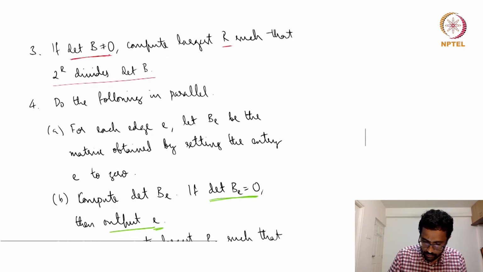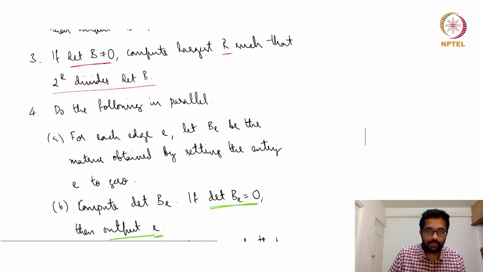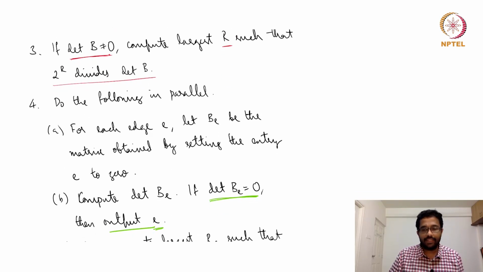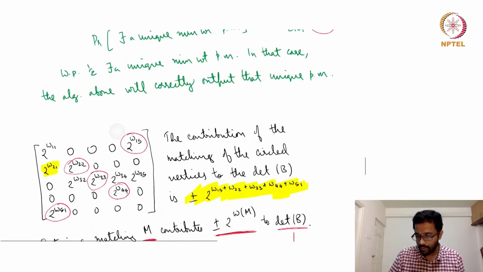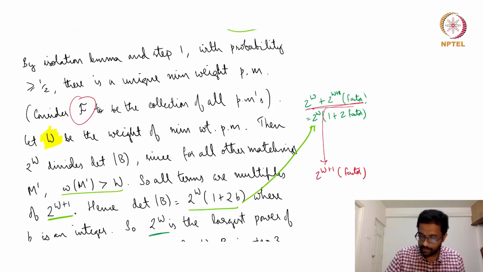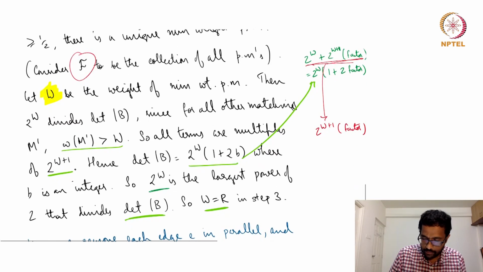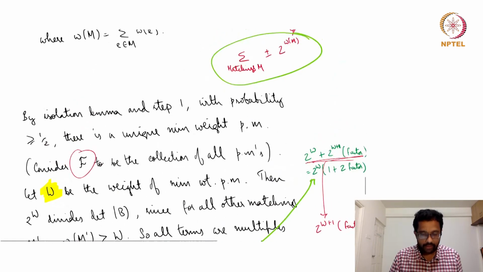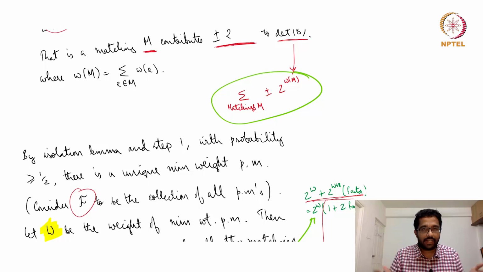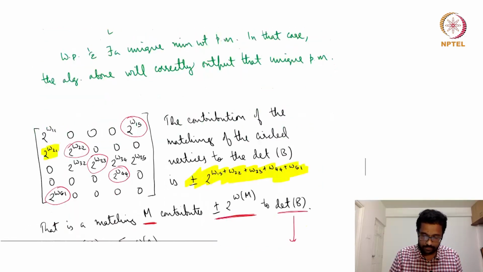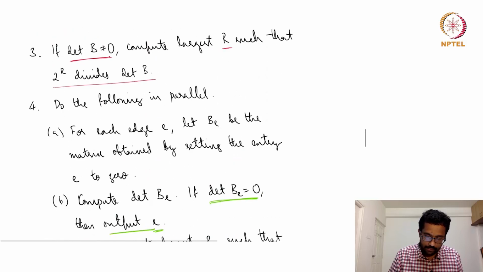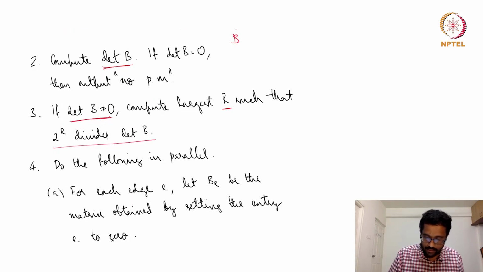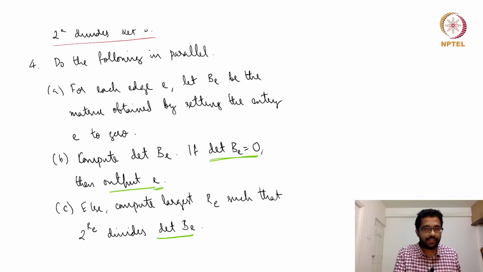Notice that if there is a unique min weight perfect matching, the determinant of B will necessarily be non-zero, because we already saw that if there is a unique min weight perfect matching, the determinant of B will be 2^W times an odd number. So it cannot be 0. This odd number is an odd number, right? This means that if there is a unique min weight perfect matching, it cannot cancel and the determinant of B cannot be 0, right?